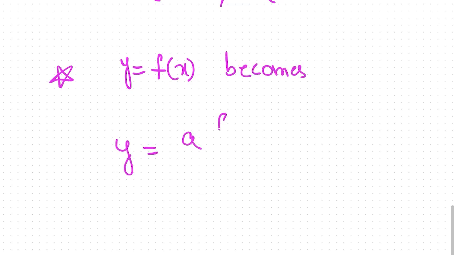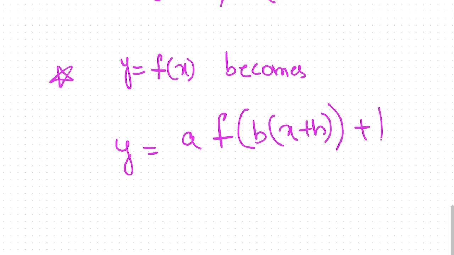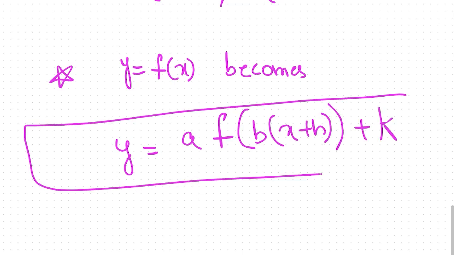Now, to summarize everything, if I write y is equal to f of x becomes y is equal to a times f of b times (x plus h) plus k, what is happening exactly? How do you transform this? The a outside of f is what's happening vertically. The b is the horizontal change. The h is the left or right change, and then the k is the up or down change. And then (h, k) is the vertex.